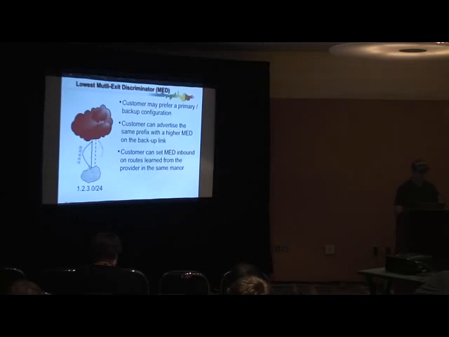Same thing for outbound. You can learn a default route from both links, and you can write policy locally to set a higher MED on the backup link. And in that case, you'll prefer the primary and only use that, and only use the backup if the primary goes down.